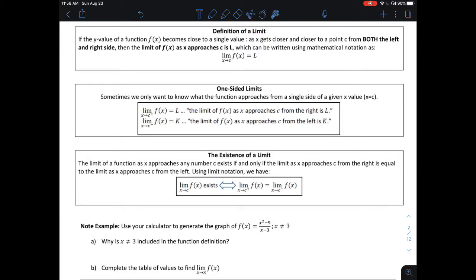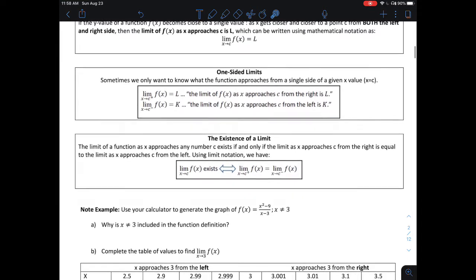Now, first of all, to define a limit is basically telling you what the outputs, or the y values, of a function are doing as your x values approach a certain value from both the right and the left-hand side. So what are the y's doing as your x values approach a certain number?